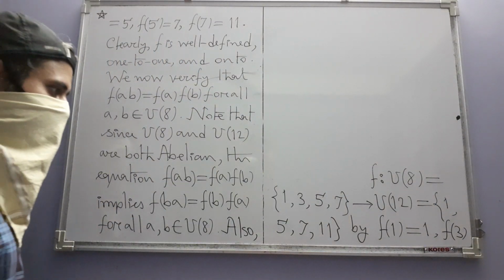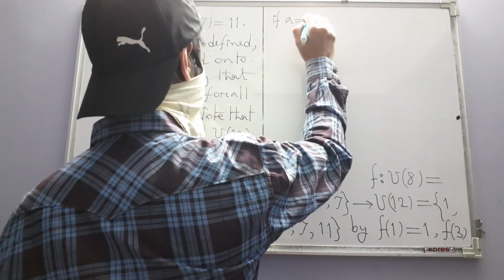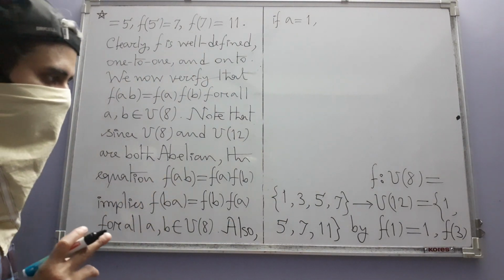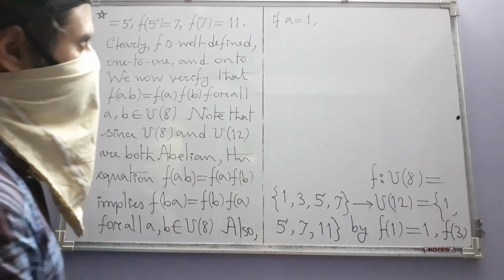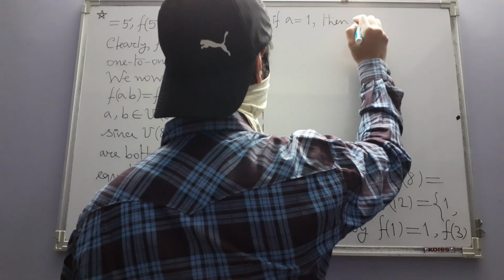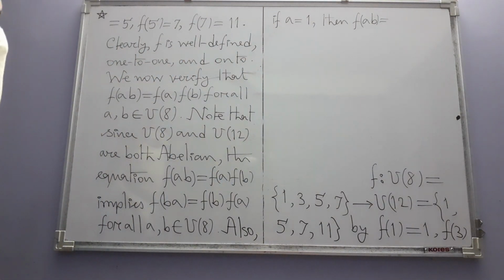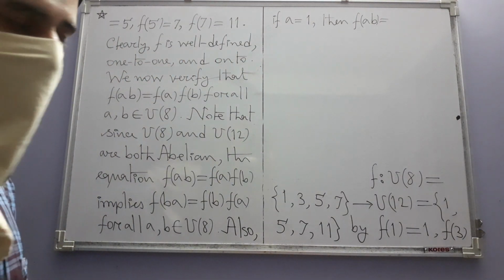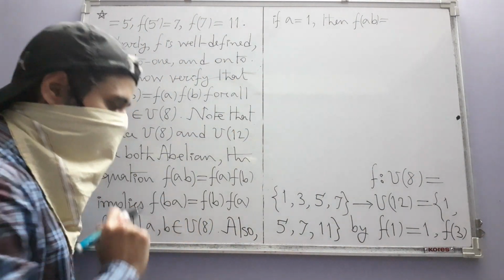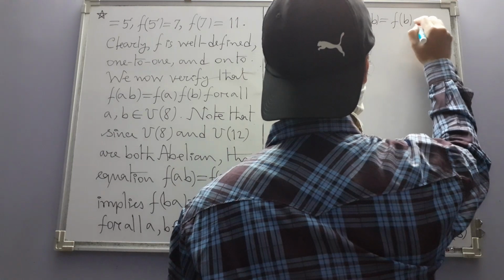Also, something else can be noticed here. If, say, A is equal to 1, the identity element in the group, then what happens to f of AB in that case? If A is 1, then AB is just B, and the calculation of AB is of course carried out in U8. So this is just f of B.